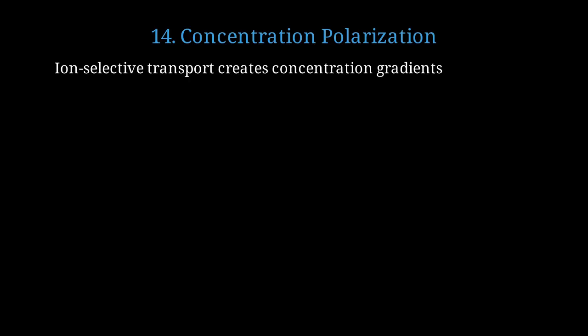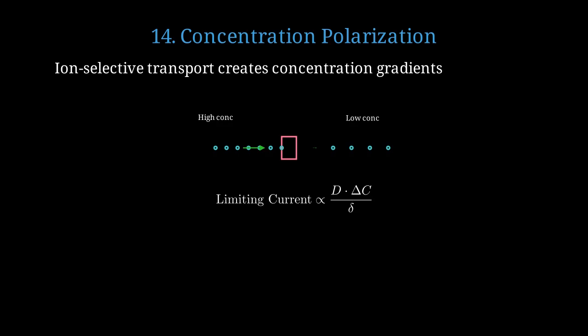Another important effect is concentration polarization at channel entrances. When nanochannels selectively transport certain ions, they create concentration gradients at the entrance and exit. Cations accumulate on one side and deplete on the other, creating a concentration polarization effect that can limit transport. The limiting current is proportional to the diffusion coefficient times concentration difference, divided by the boundary layer thickness.